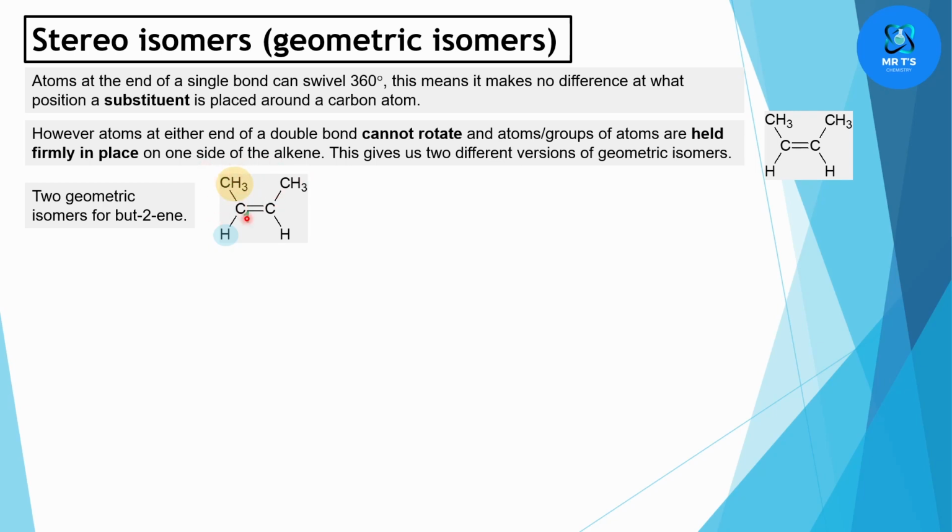We can see that off the first carbon there are 2 different groups or atoms bonded to it: a CH3 and an H. And off the second carbon there are 2 different atoms or groups, a CH3 and an H. To be a geometric isomer, you have to have 2 things. You must have a double bond to hold the atoms firmly in place, and each carbon of the double bond must have 2 different groups or atoms coming off it, so that we can get either a cis arrangement like this, which is called cis butene, or this trans arrangement, trans butene.